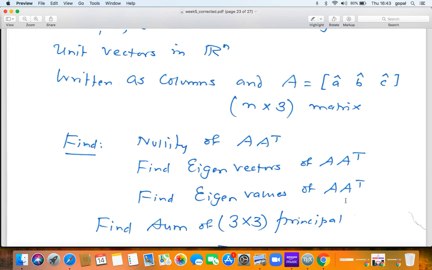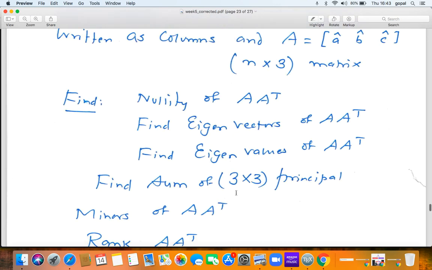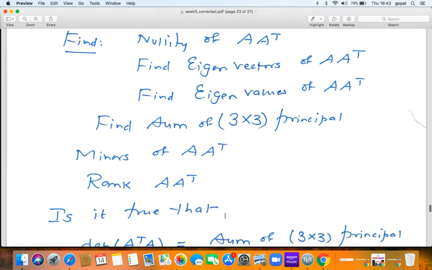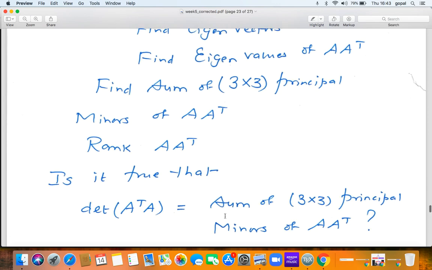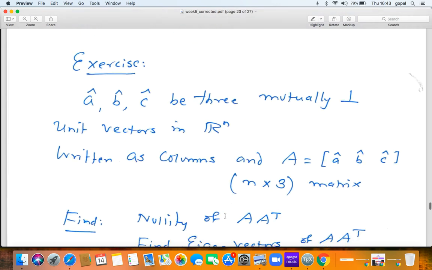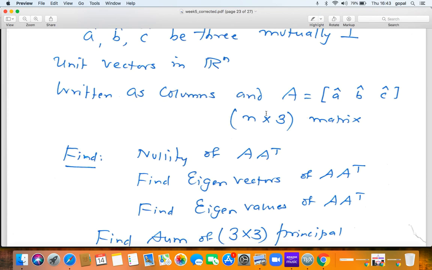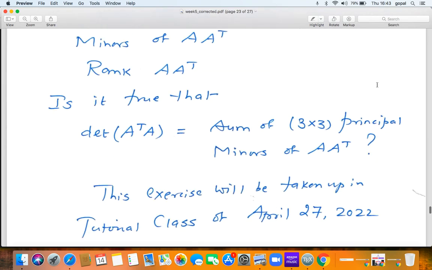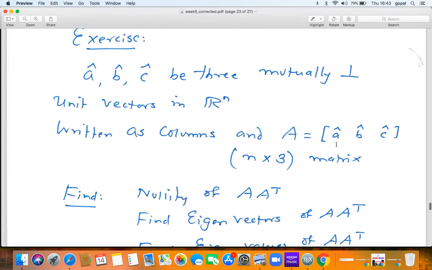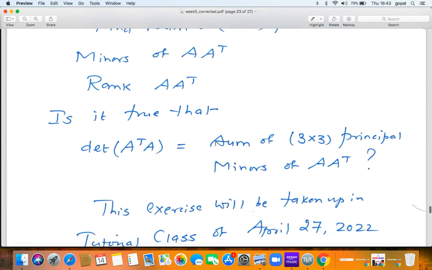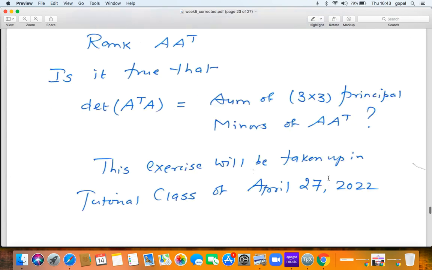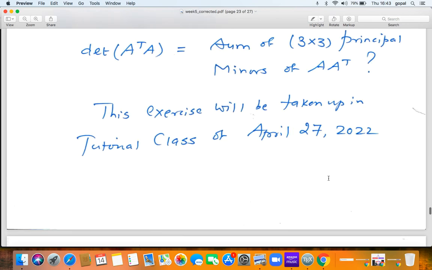It is going to be the sum of the 3 by 3 principal minors of AA transpose. So find the sum of the 3 by 3 principal minors of AA transpose. What is the value? 1. On the other hand, if I take A transpose A, I get the Gramian of ABC, but the Gramian of ABC is again going to be 1. So we are seeing that determinant of A transpose A is the sum of the 3 by 3 principal minors of AA transpose.